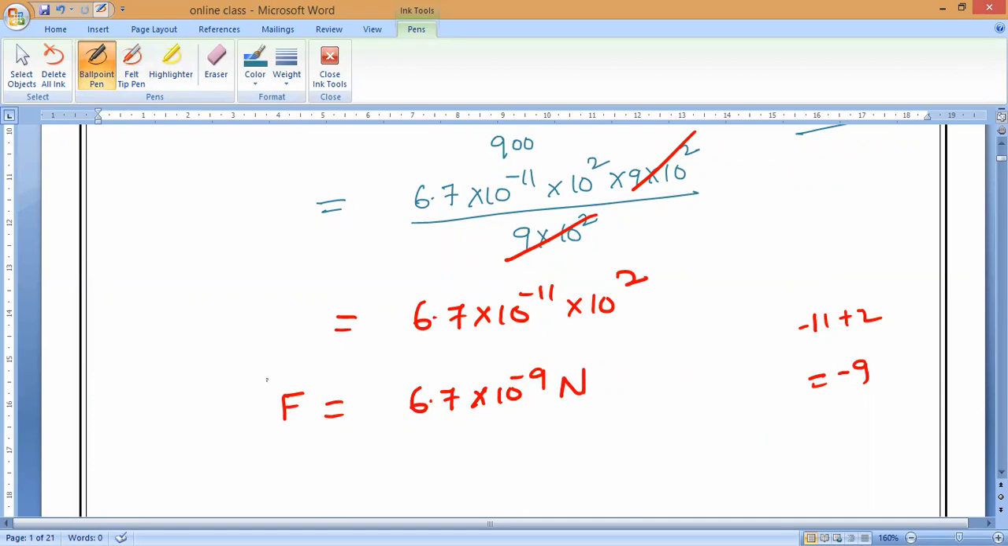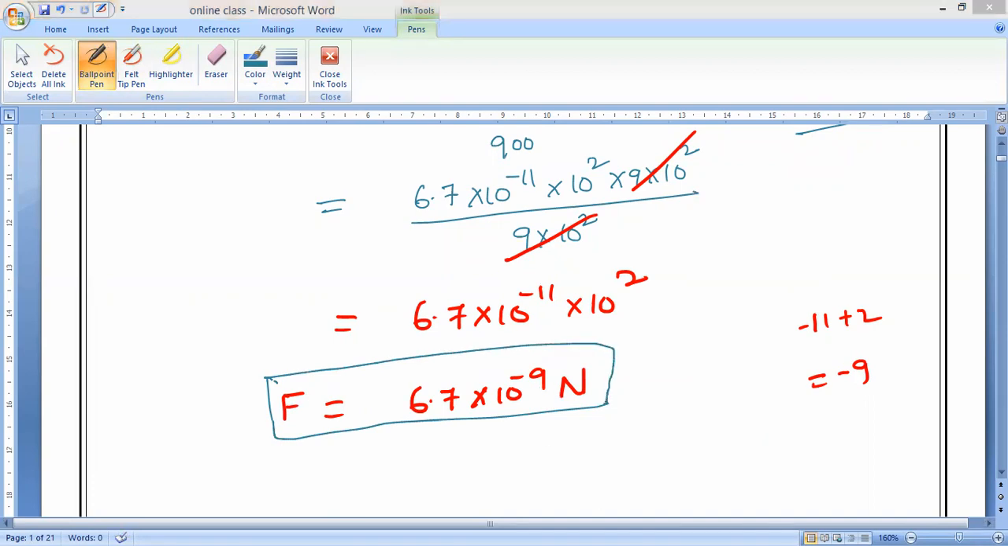But Monish, you are saying something. All the units will get cancelled, only Newton remains for force. Final answer is equal to 6.7 into 10 power minus 9 Newton. Please write it.